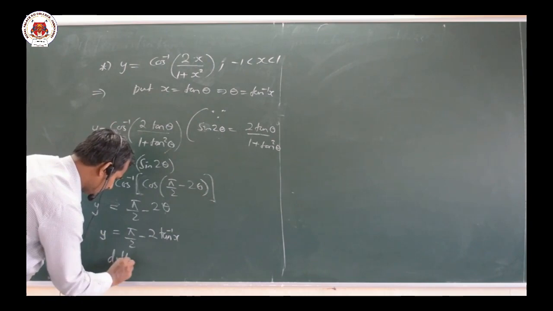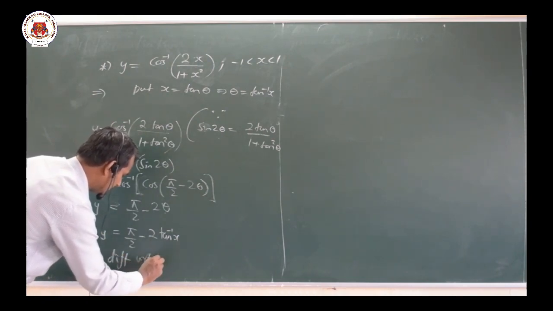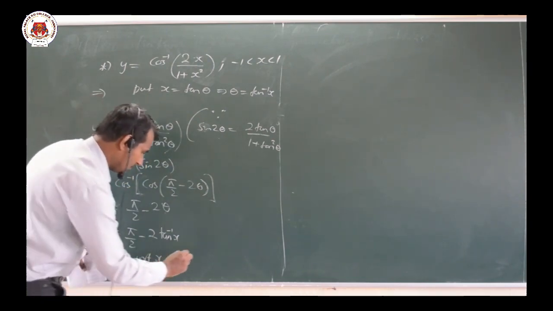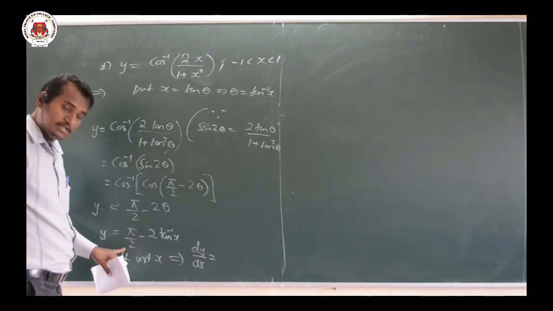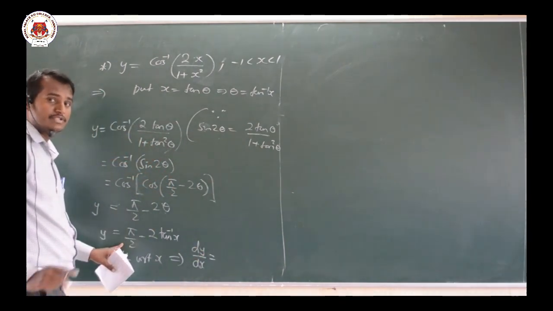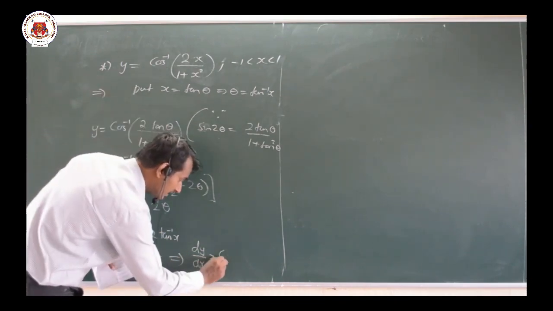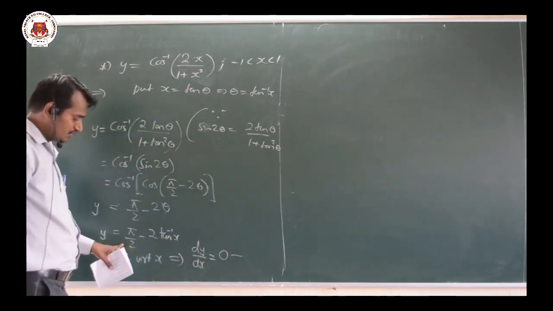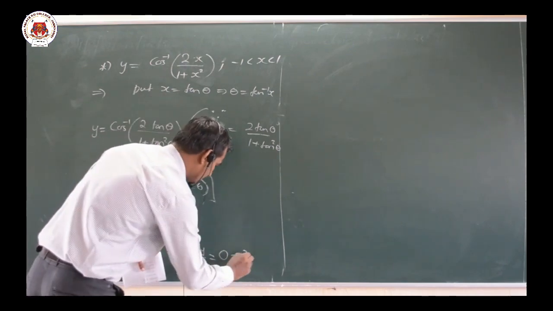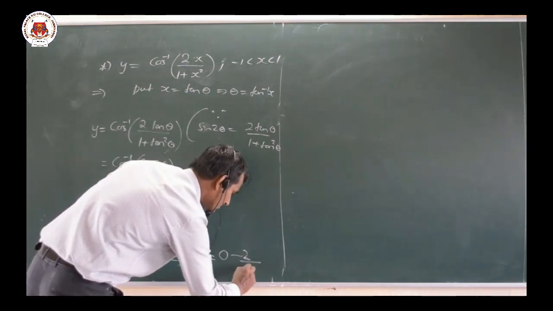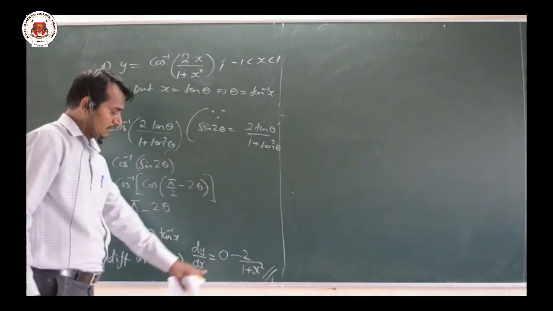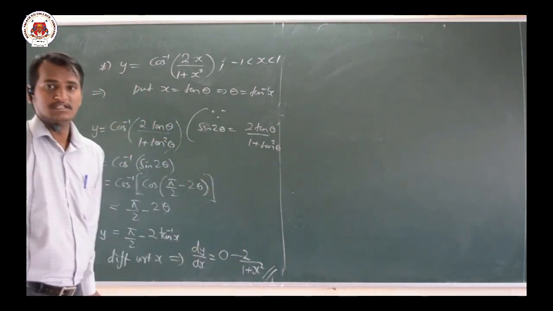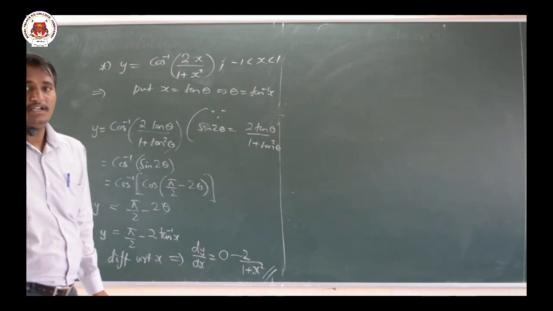Now you can differentiate with respect to x. That implies dy by dx equal to, pi by 2 is a constant here, constant differentiation will be 0. It is very important, constant differentiation will be 0, minus 2 into tan inverse of x differentiation is 1 divided by 1 plus x square. So what is the answer here? Minus 2 divided by 1 plus x square. That is the required result.